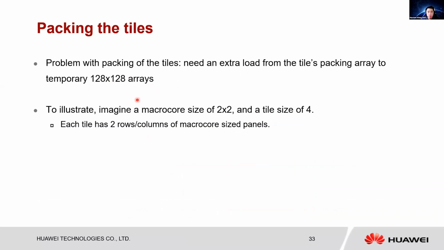To illustrate this problem, let's imagine a small scale toy example. The tile size is 4, the macrocore size is 2 by 2, and each tile thus has 2 rows or columns of macrocore sized panels. And let's color code these. A tile is color coded by a light orange color. A macrocore sized panel within a tile is given a medium orange color, and a 2 by 2 macrocore itself is given a dark orange color.